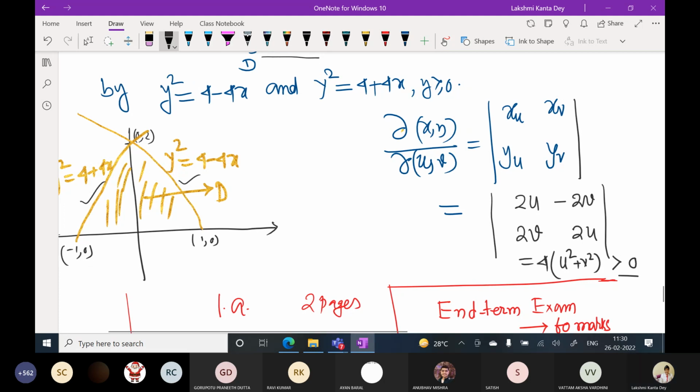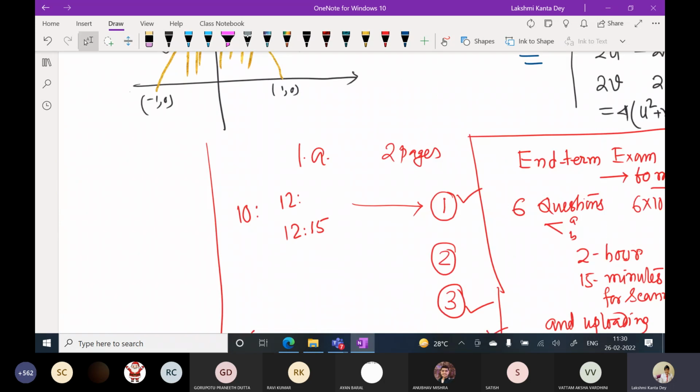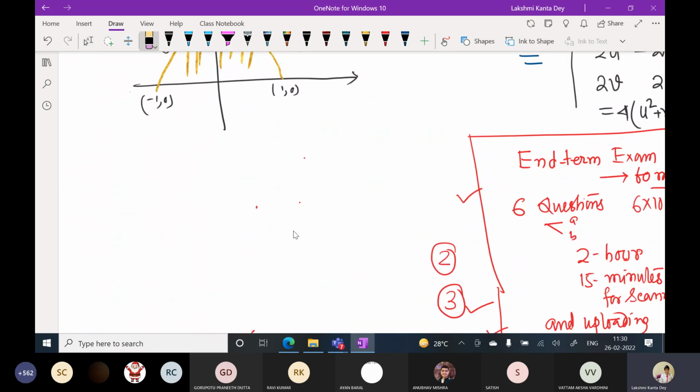Then I have to, okay. Should I erase this part? Okay, I erase it. This part only I erase, because if the other part is there, no problem.